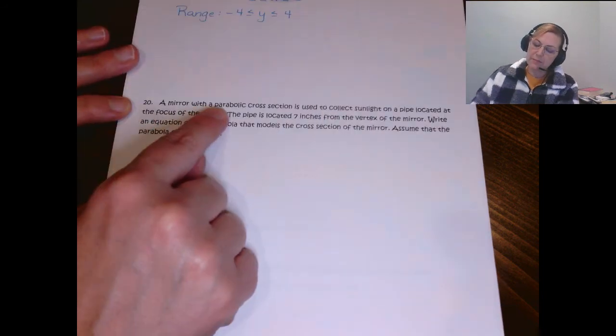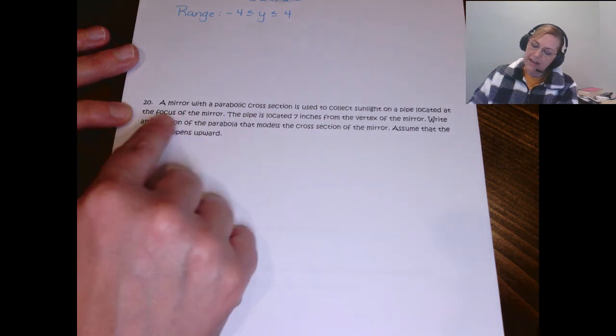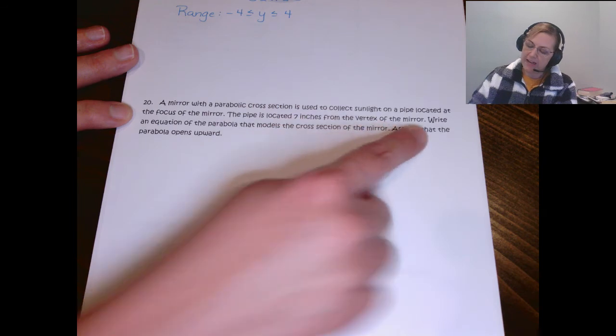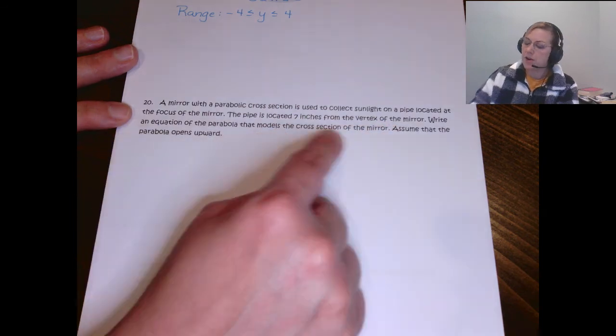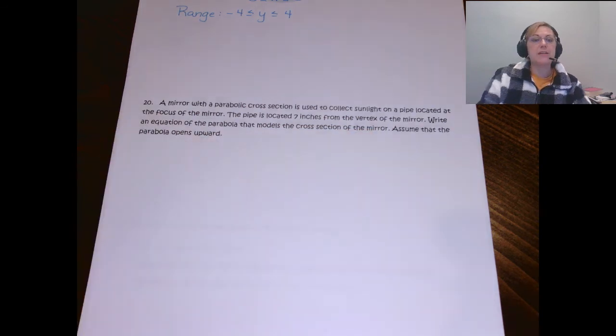A mirror has a parabolic cross section. A pipe is located at the focus of the mirror. The pipe is located 7 inches from the vertex. Write an equation of the parabola that models the cross section of the mirror. Assume that the parabola opens up. So we're going to be writing an equation here for this parabola.